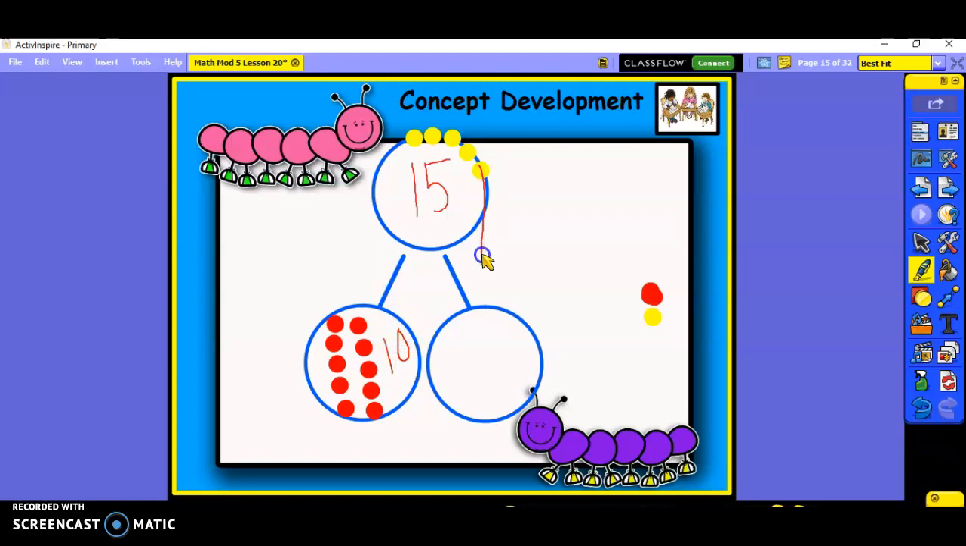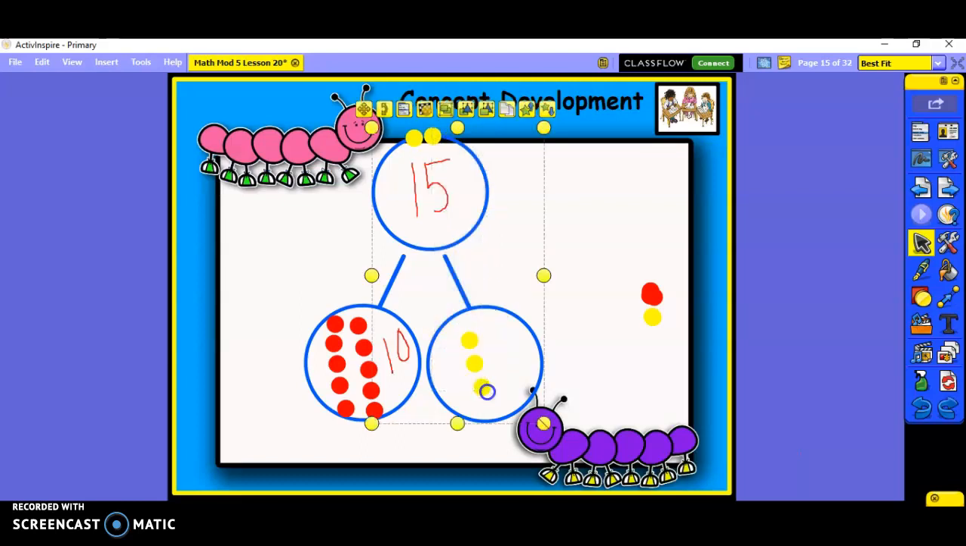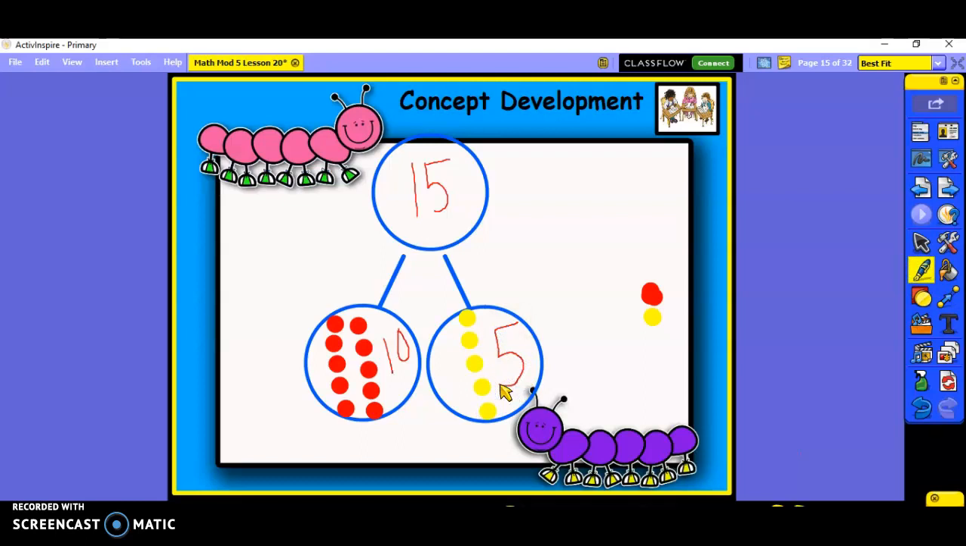And let's move our other part down. Here we go. 1, 2, 3, 4, 5. Good job. 5 is my second part. So we split our 15 into 10, 5.